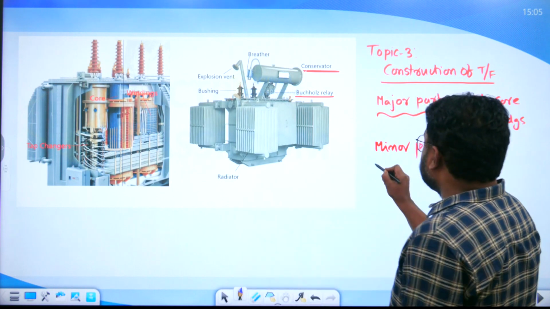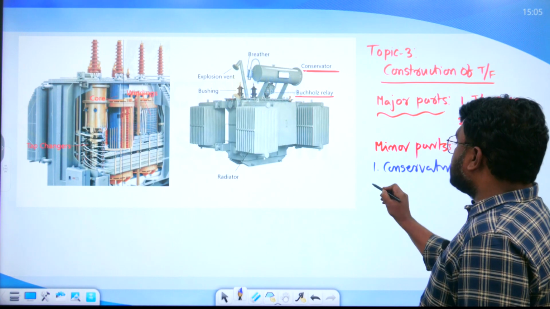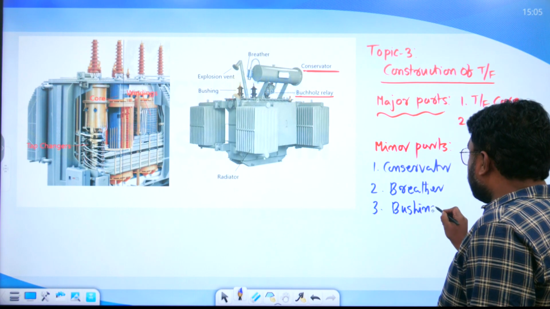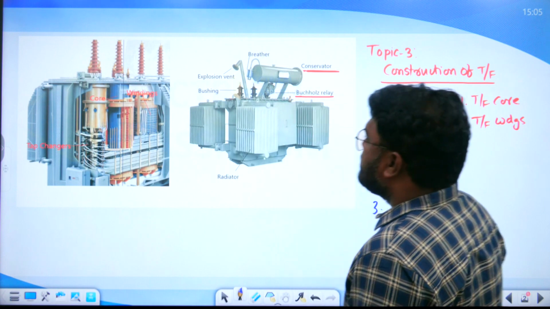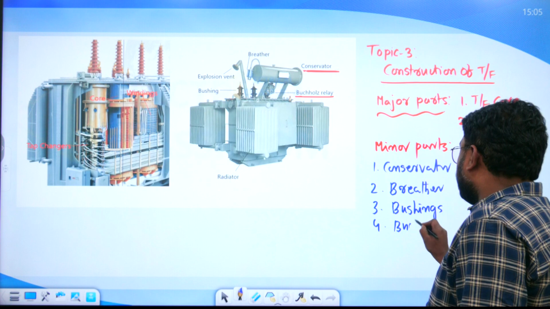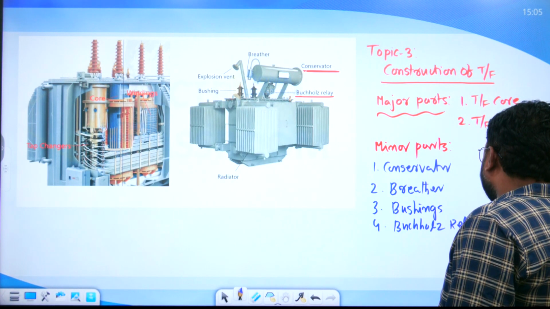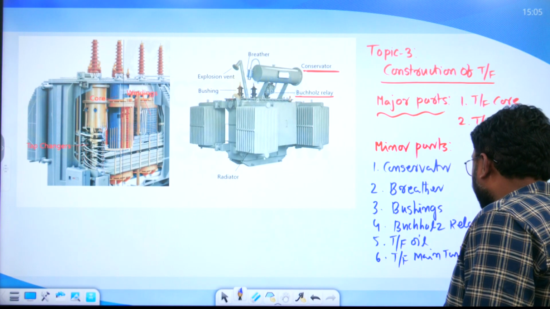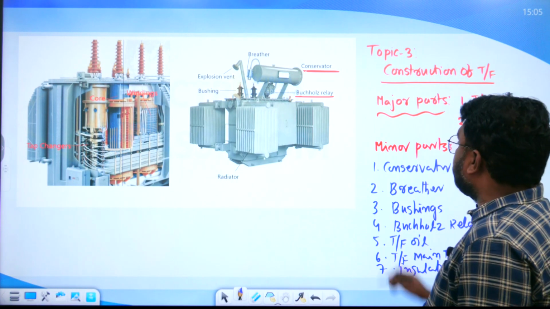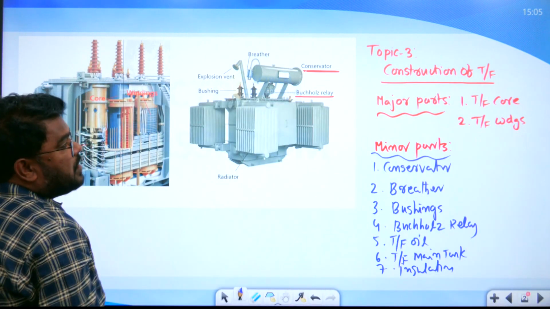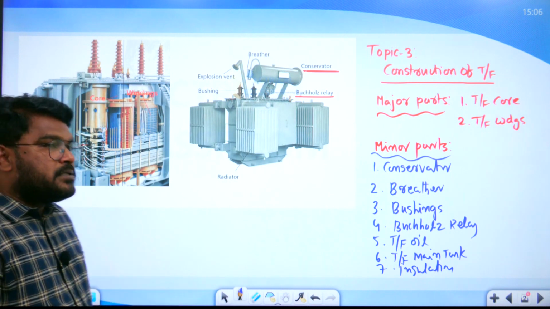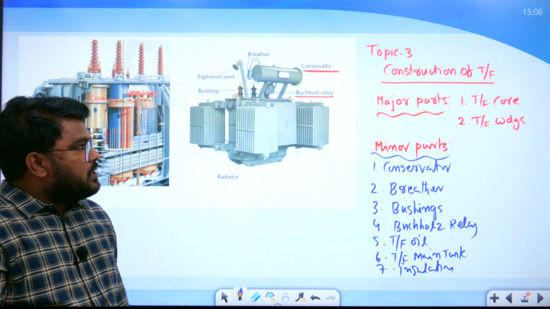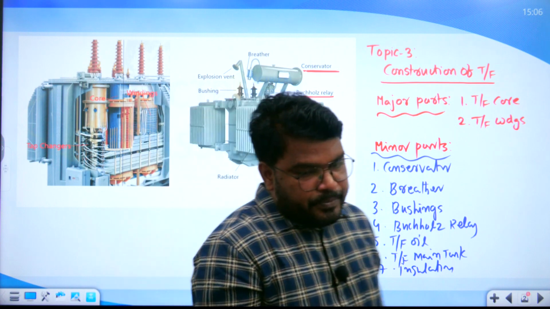The first one is the conservator, the second part is the breather, and the third part is the bushings. The bushings are nothing but the incoming and outgoing terminals of the transformer. The fourth one is the Buchholz relay, and one more part is the transformer oil and the transformer main tank. The seventh one, the insulating materials, is also one of the minor parts of the transformer. Based on these parts, how to make short notes, important points, observations or possible questions in the exams, possible questions in the topic of transformer for the GENCO exam. Let us discuss one by one.